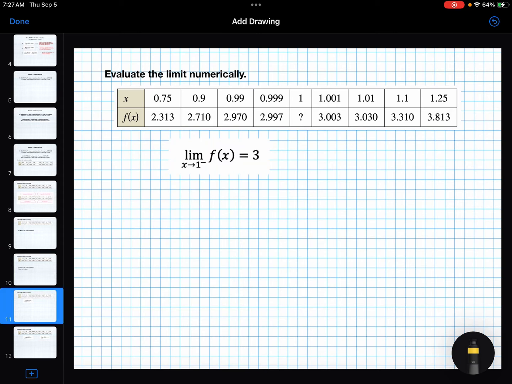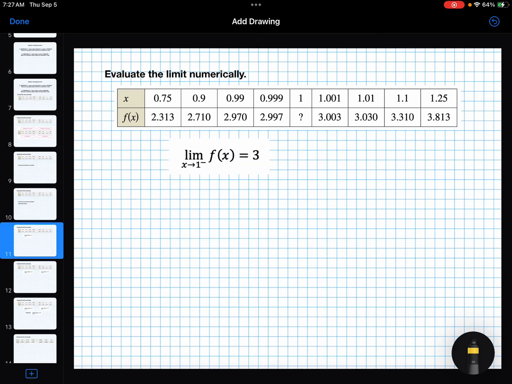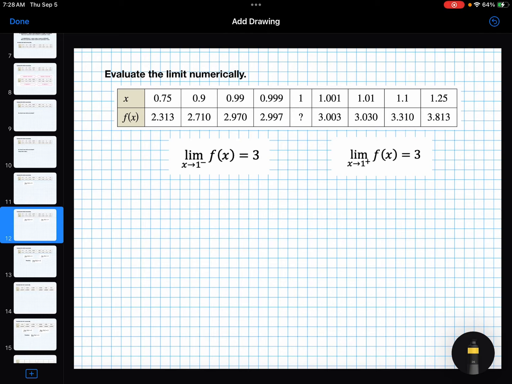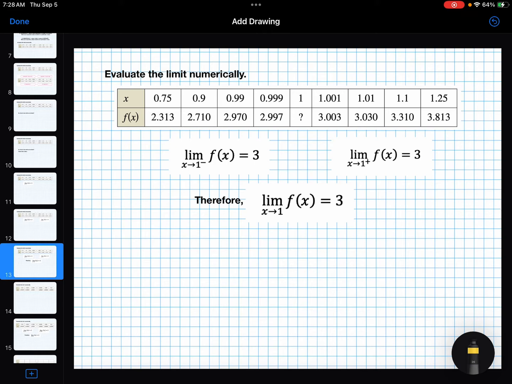Underneath the left side of your table, you would write that the limit of f of x as x approaches 1 from the left is 3. Under the right side of the table, you would write the corresponding one-sided limit there. And since the 2 of them are equal, we make a conclusion statement using condition 3. We say, therefore, the limit of f of x as x approaches 1 from both sides is equal to 3. Again, it's an educated guess, but it's a really good guess based on the evidence in the table.